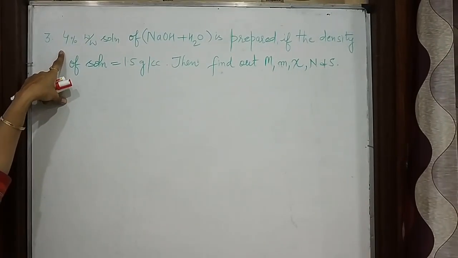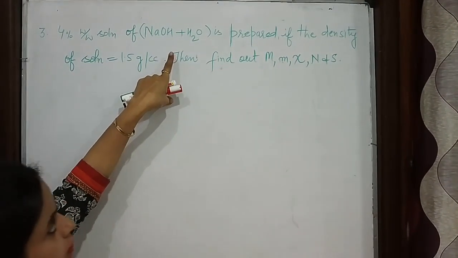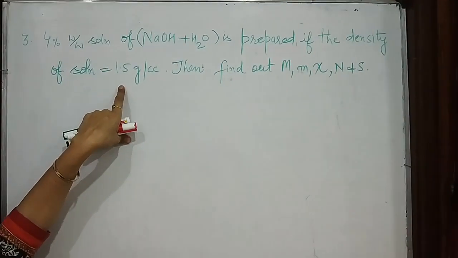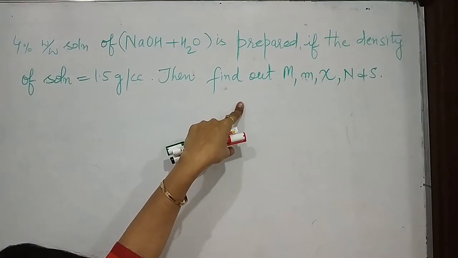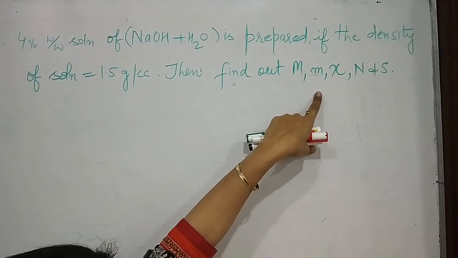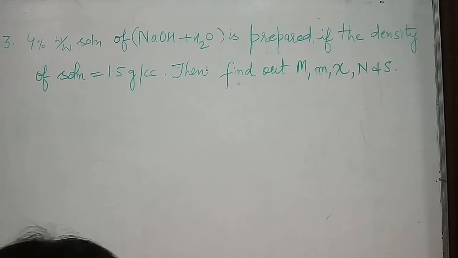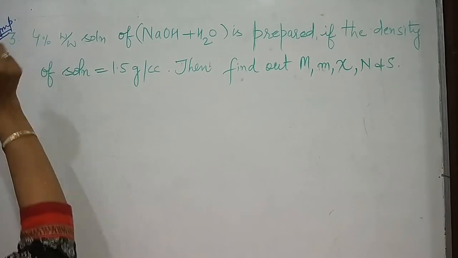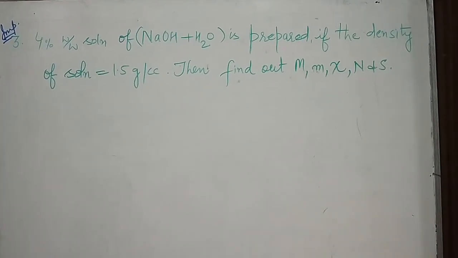A 4% mass by mass solution of NaOH in water is prepared. If the density of the solution is 1.5 grams per cc, then you have to find out all the concentration terms, that is molarity, molality, mole fraction, normality and strength. This is very, very important because in this numerical everything is covered. And if you are able to solve this, then you can easily solve any numerical.